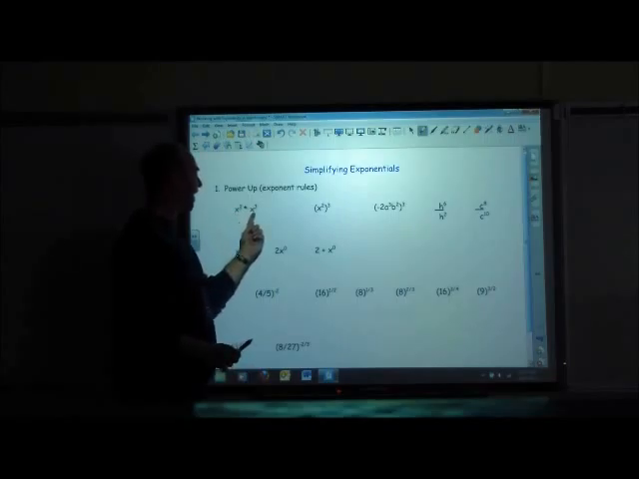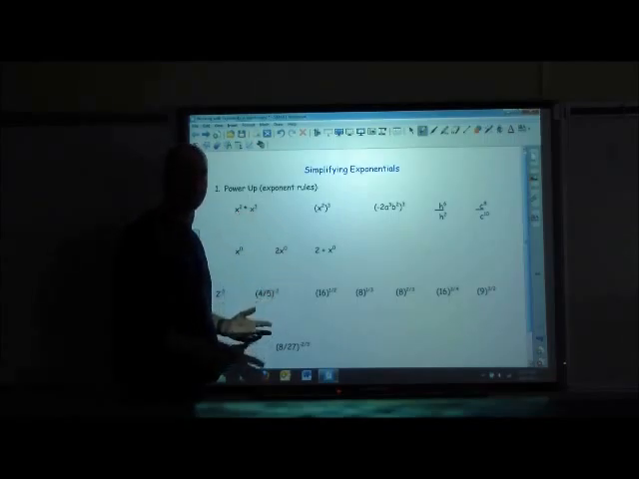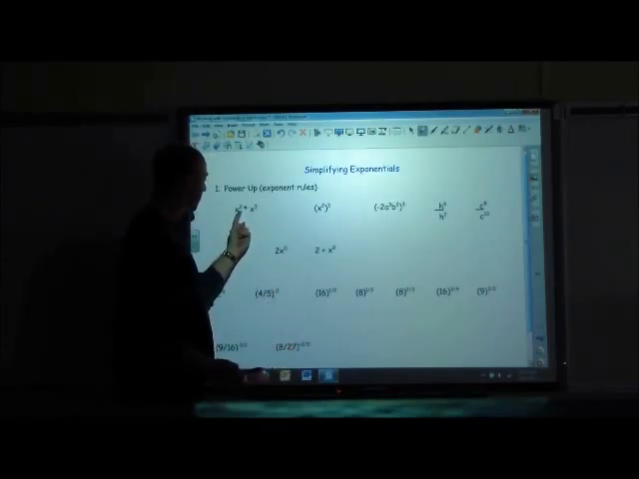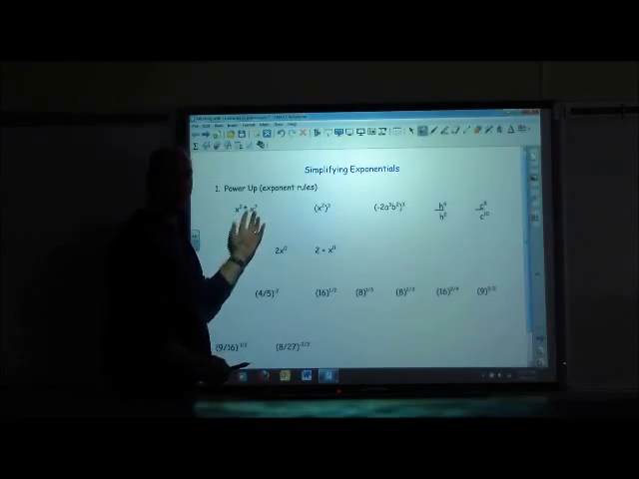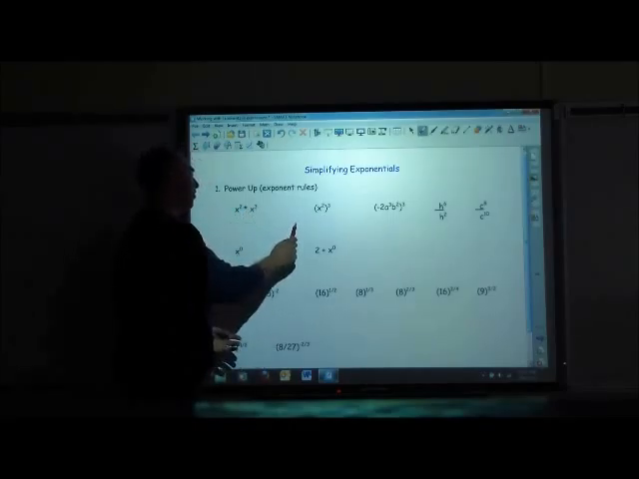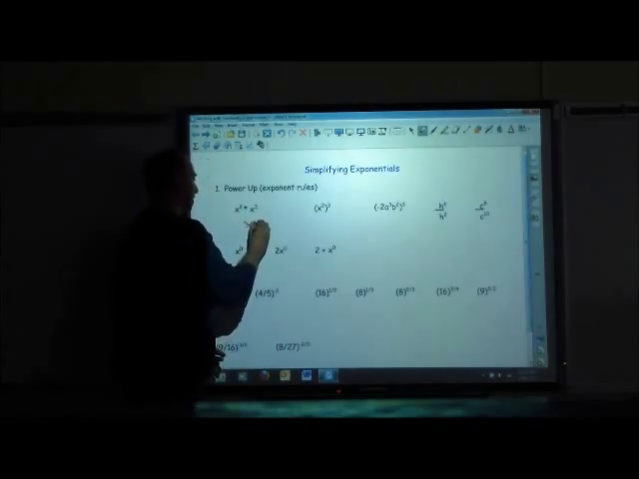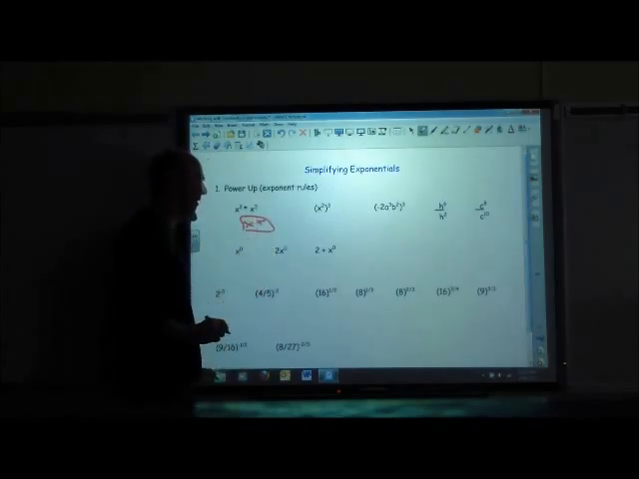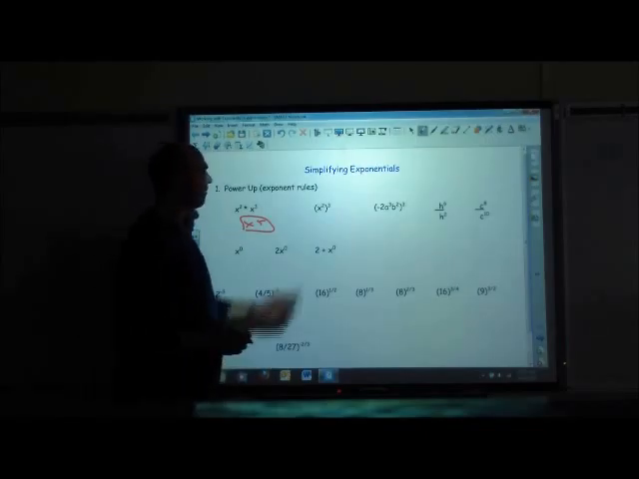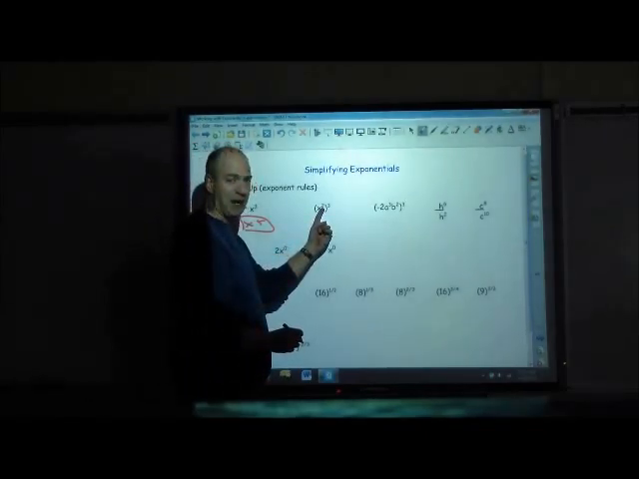If you're multiplying common bases, basically the power tells you how many of that base you have. This means 2 x's are multiplied, this means 3 multiplied, and rather than writing it all down, we simply add the exponents. So it'll be x to the 5th power. Okay? Quite simple.